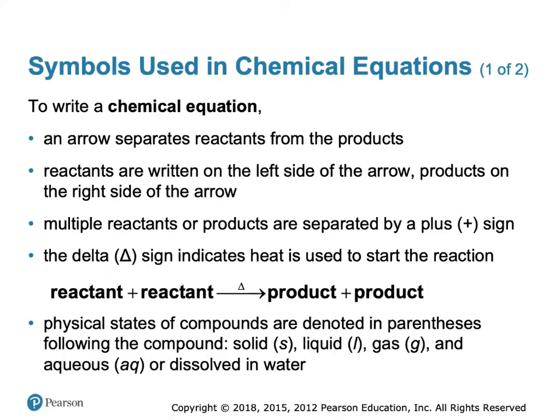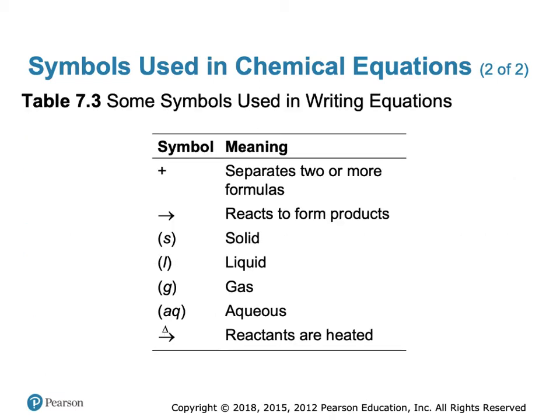So when we write a chemical equation, an arrow separates reactants from the products. The reactants are written on the left side of the arrow and the products on the right side of the arrow. Multiple reactants or products are separated by a plus sign. The delta sign that we saw over the arrow indicates heat is used to start the reaction. Physical states of the compounds are denoted in parentheses following the compound. So we have solid, liquid, gas, and aqueous, which means something is dissolved in water. Table 7.3 summarizes the symbols that are used in chemical equations.